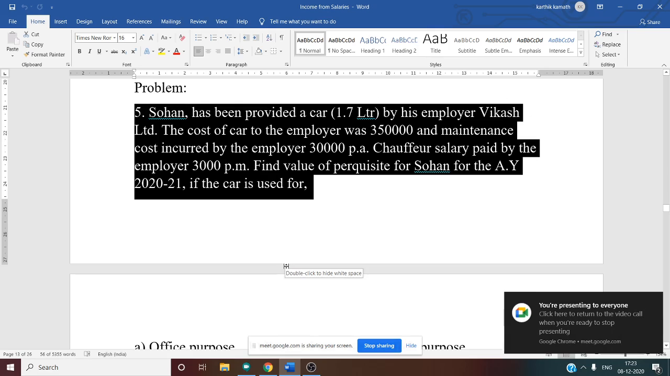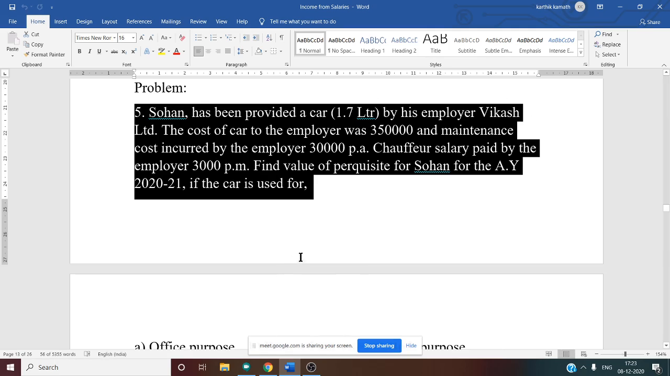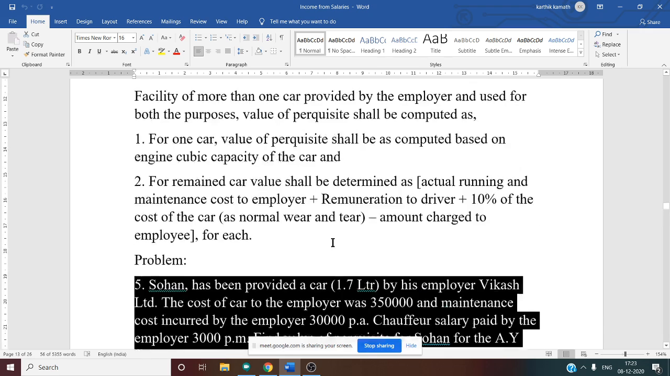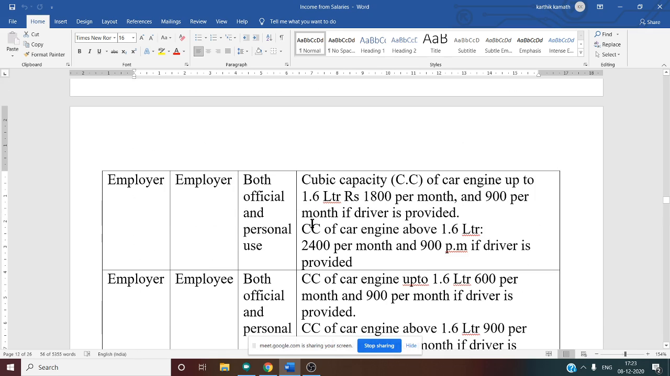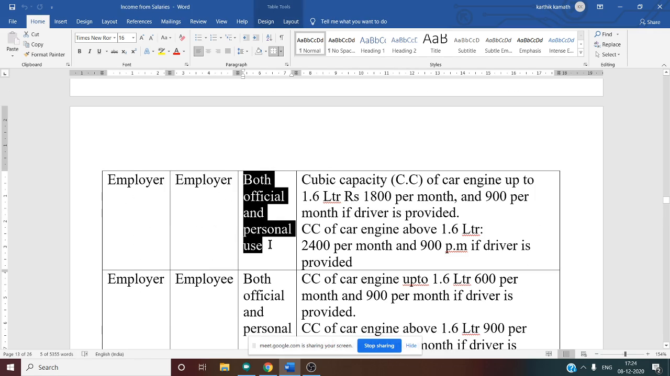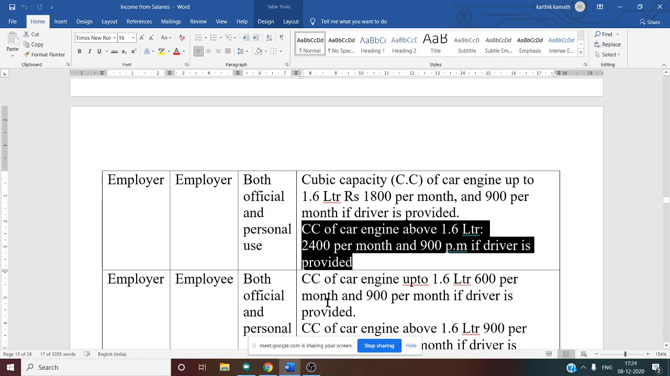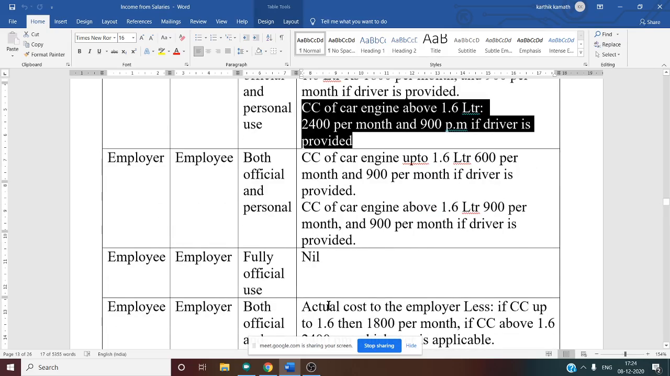Whenever the car is a big car, next we have to see who is the owner of the car. Who is the owner of the car here? Employer, sir. Employer is the owner, and expenses are also met by the employer. So as per the rule, once again we'll see the rule. Employer owner, expenses met by employer, used for both official and personal purpose. The car is a bigger one, so we consider 2,400 per month, and 900 per month if a driver is provided. Now let us see that calculation.